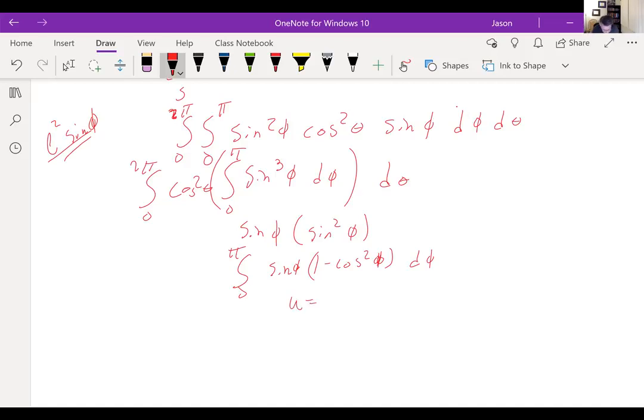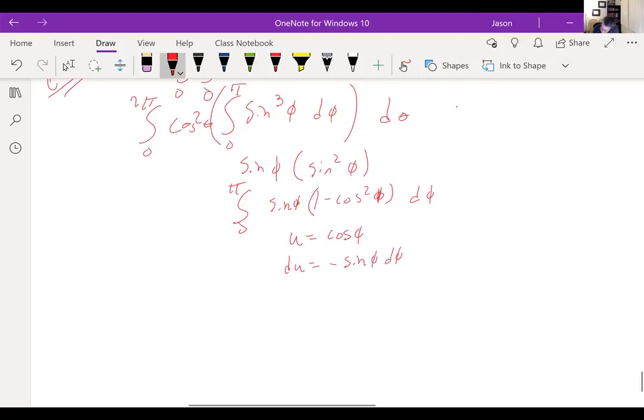So u is going to be equal to, what do I want u to be equal to? I want u to be equal to just cosine of phi. So du is equal to negative sine phi d phi. So that's negative du equals sine phi d phi.